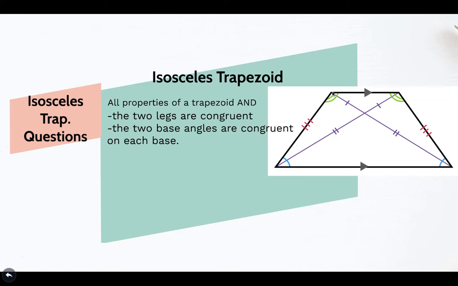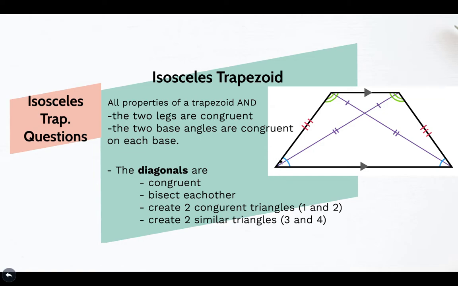So let's take a look at where our legs are. Our legs are the two non-parallel sides, here and here. So we see that they both have 3 tick marks in pink, meaning that they are congruent. And here's our first base, base 1 up here. And we see that the angles on it, the two green angles, are congruent. And our second base down here, our 2 blue angles, are also congruent.